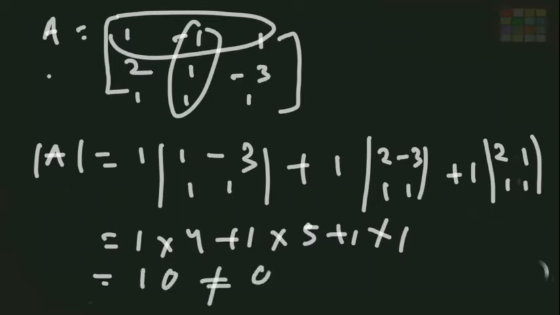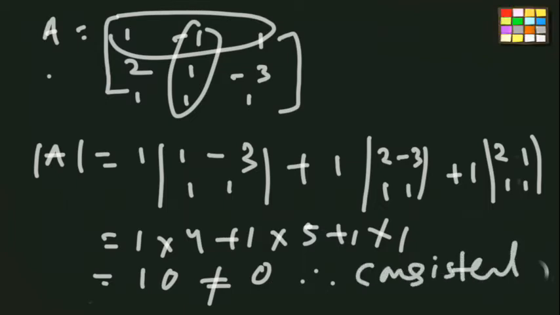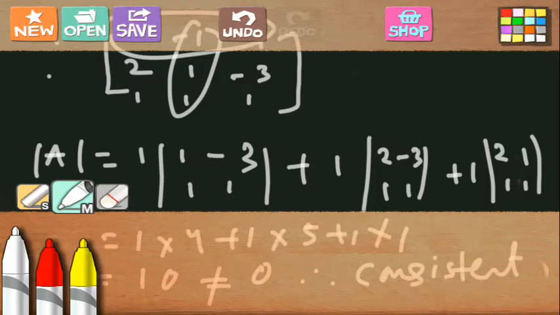Clearly it is not equal to 0, therefore the system is consistent. I repeat, the system is consistent. Next, I have got the determinant of A as 10. Now I will proceed. Now how to proceed? Please see.